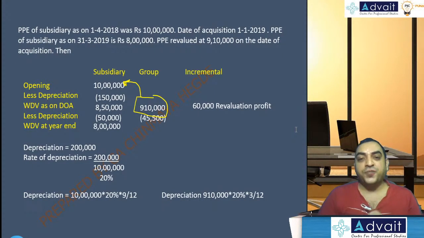Revaluation profit to be classified as OCI? Yes, it is classified as OCI, but we are having one column only for examination purpose, but for reporting in practical, yes, it is OCI. Revaluation profit is OCI.